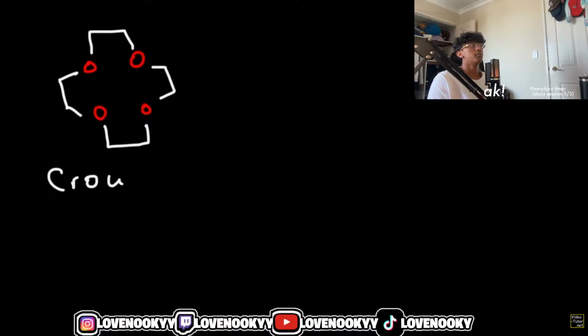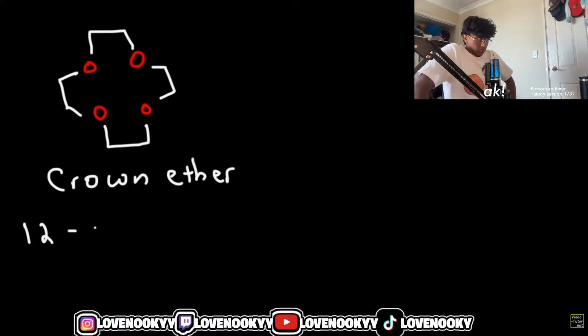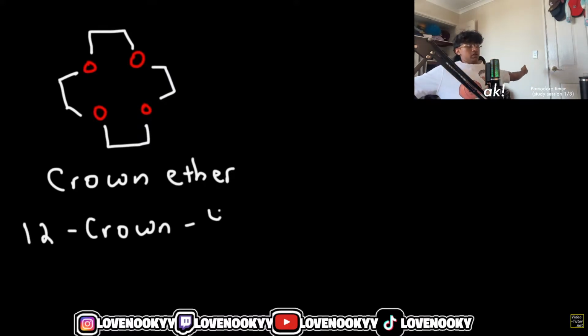Now, this is another special class of cyclic ethers that I want to discuss. If you're taking organic chemistry 1, you're going to see it when you go over SN1, SN2 reactions. Okay, so this is called a crown ether. Specifically, this is called a 12 crown 4 ether. There are 12 atoms in total, 4 of which are oxygen atoms, and the remaining 8 are carbon atoms.